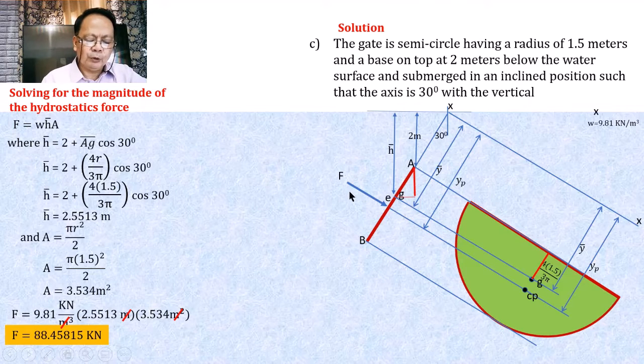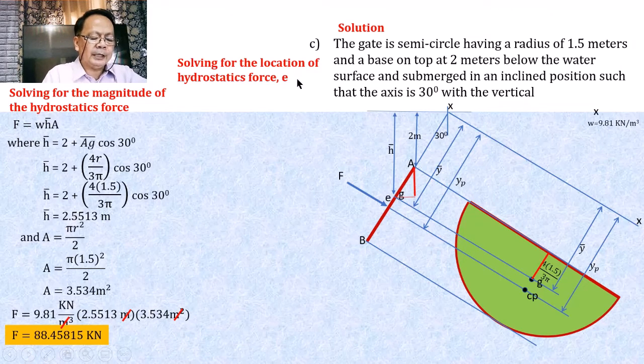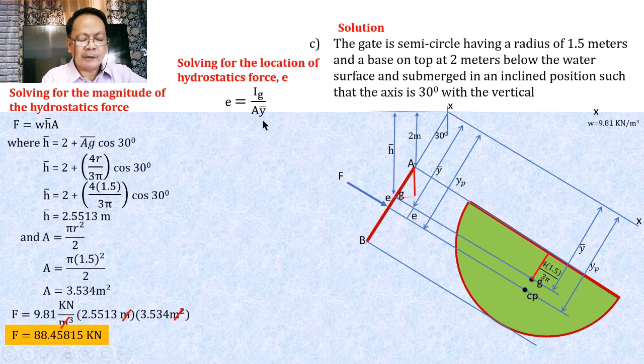Now, if we will be looking for the position of this F, therefore, we shall define the value of Y sub P. Again, we can find that location either using the location Y sub P, or we can simply use E. So we will be using E, therefore we shall be referring the moments of inertia at G. So we shall be having here our formula that E equals I sub G over A times bar Y.